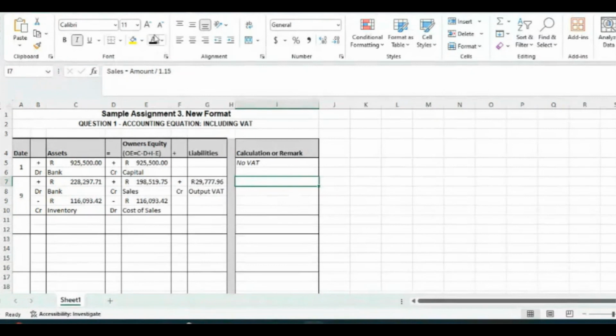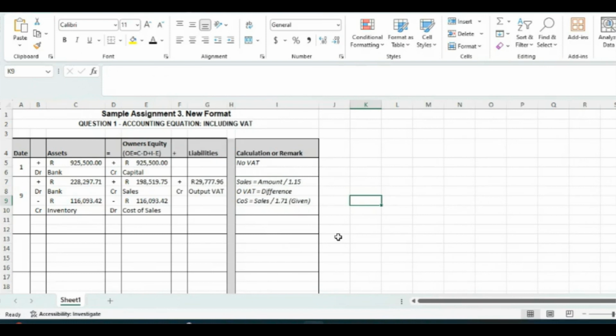The remark here, how did we get to the sales? It was the amount given, VAT inclusive, divided by 1.15. The output VAT is simply the difference between these two amounts. The cost of sales is the sales divided by 1.71 because we have the 71% markup, and those are all the remarks that you need. Then we go and we look at the next transaction.